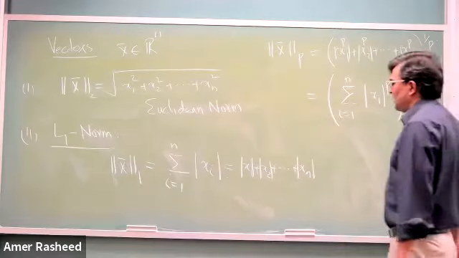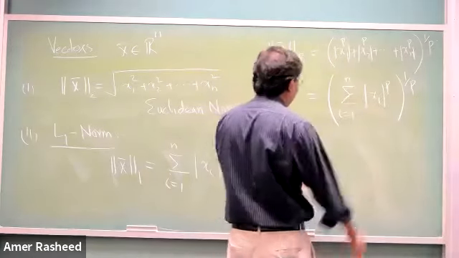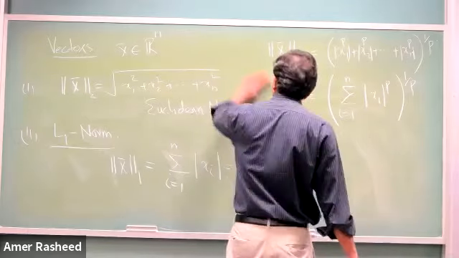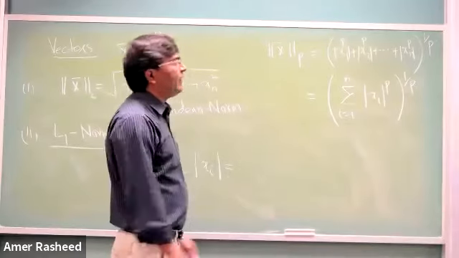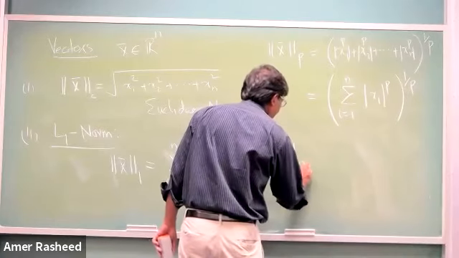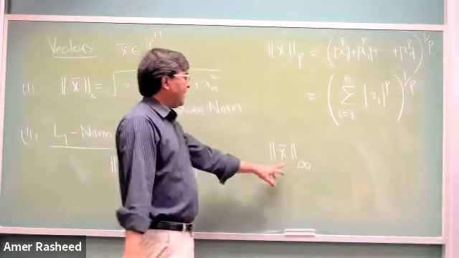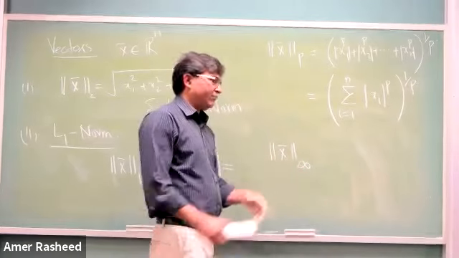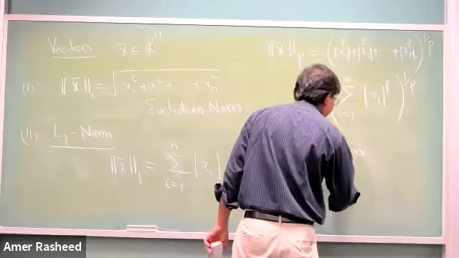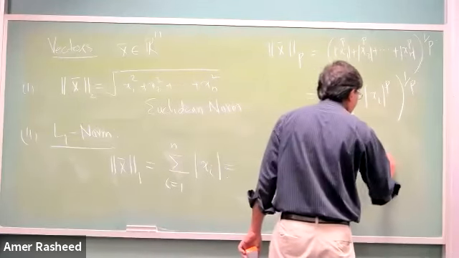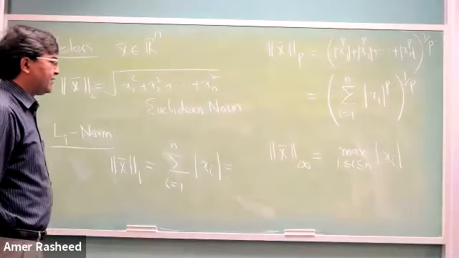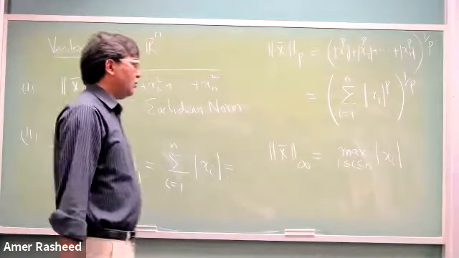Now, geometrically, what are these norms? Let me first give you the definitions of all these norms, then I shall show you their meaning geometrically. Another kind of norm is the infinity norm, and we denote it by the norm of x with subscript infinity. It is basically the maximum over i from 1 to n of the mod of xi. This is called the infinity norm or maximum norm.